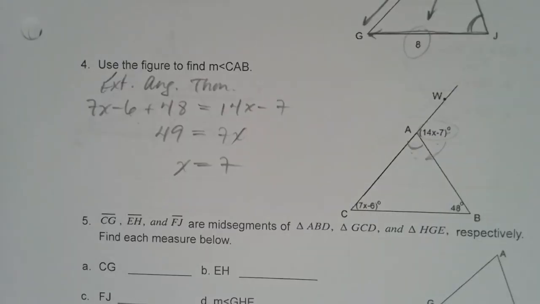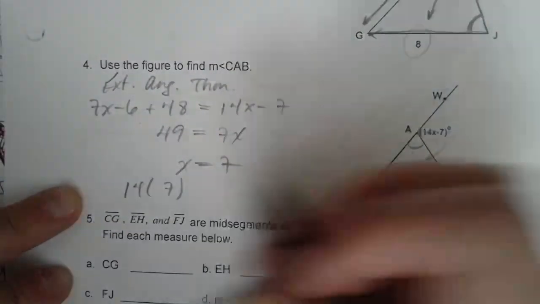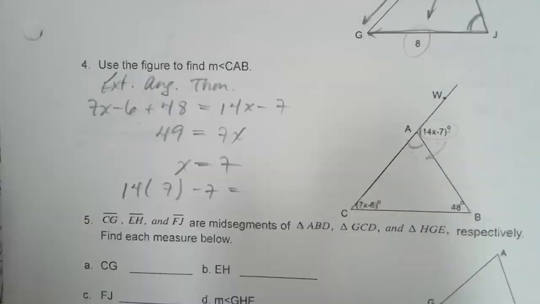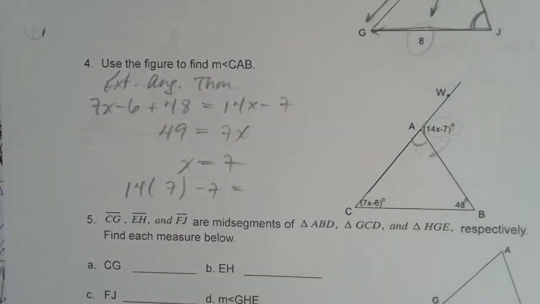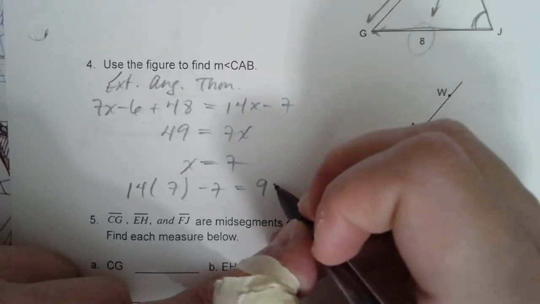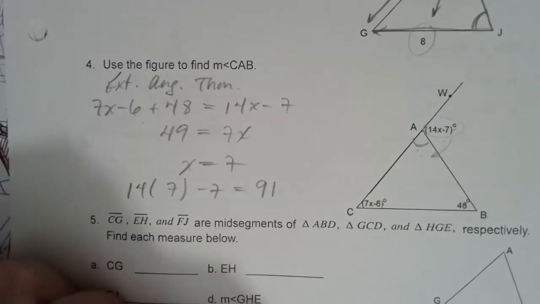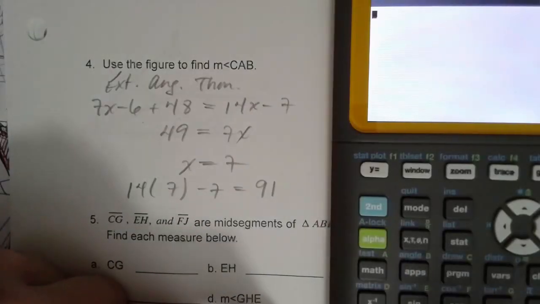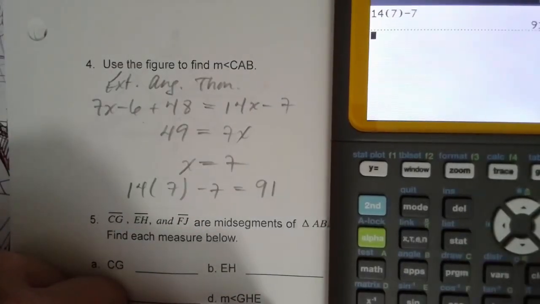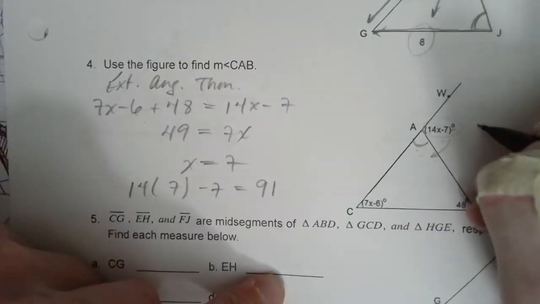Alrighty. Now that x is 7, I'm going to back substitute it. 14 times 7 minus 7. Let's see. That is 70 plus 28, which is 98 minus 7 is 91. I don't know what's so hard for me. 91. Is that correct? Let's see here. 14 times 7. I have a little bit of doubt in my head. Yes, 91. Okay. So 91 is this angle.